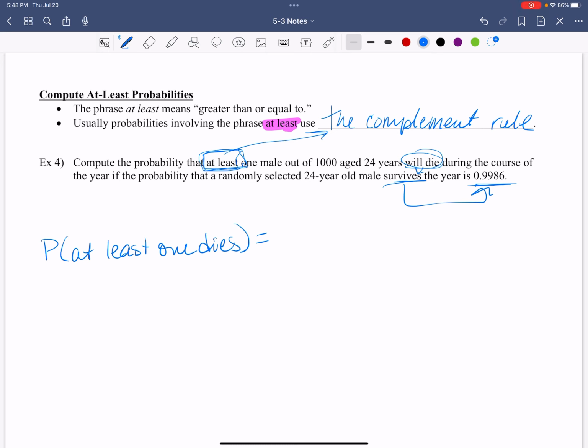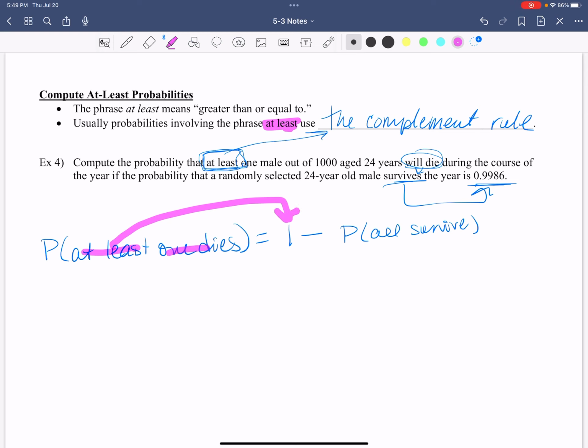This is going to be 1 minus the probability that all survive. Here's the key. This at least puts us at the complement. That somebody dies puts us at the opposite. Everything that can be the opposite is the complement. I want the other side of it. If I want to focus on at least one dying, then I want the probability that they all survive. So I want to know the opposite of everything that's going to happen. And that's what helps set us up. That part is the setup part.